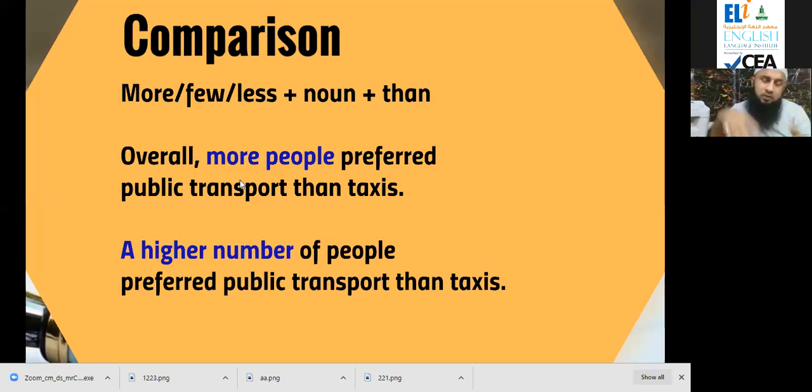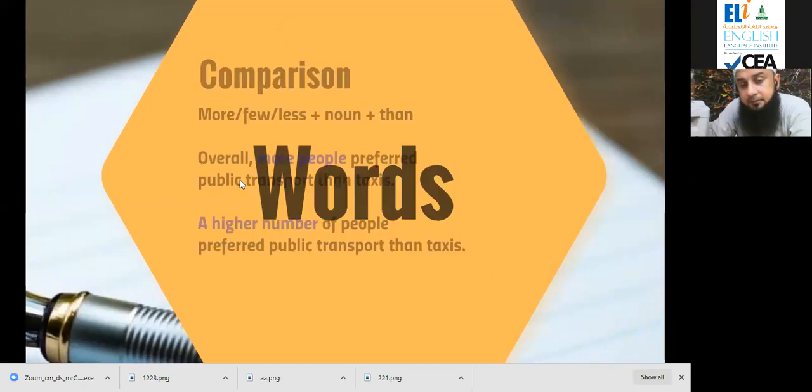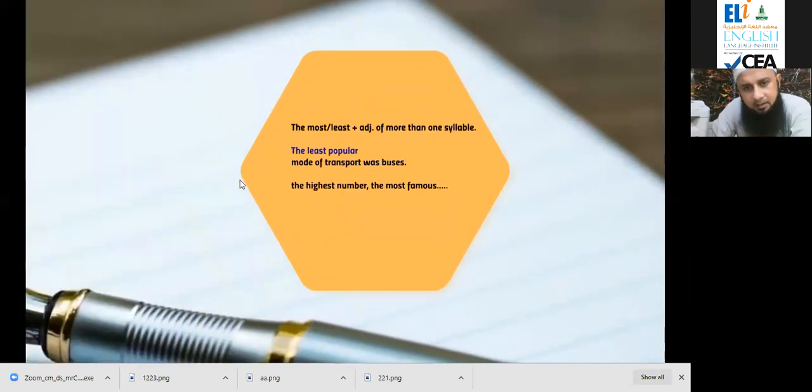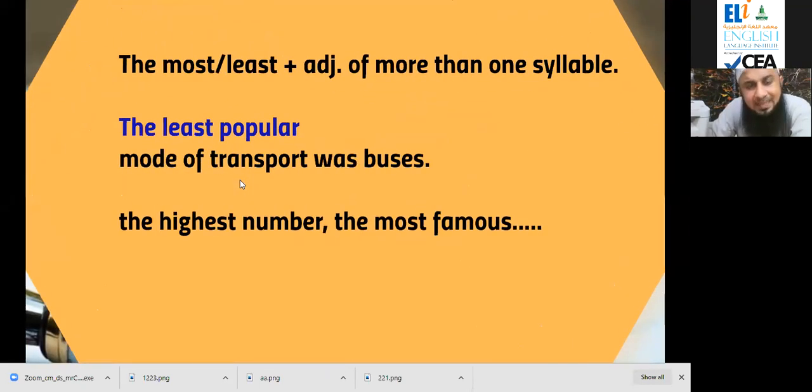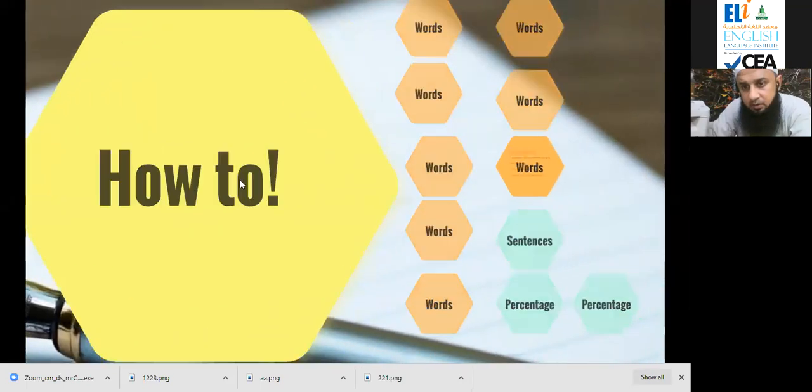This is how you describe the levels of comparison, because sometimes you need to compare two countries, which is the highest and which is the lowest. Where is the most? Where is the least? You have to check and describe it. And then you also use the least popular, the highest number, the most famous, the one which is on the top or the bottom. So you have to write these expressions.